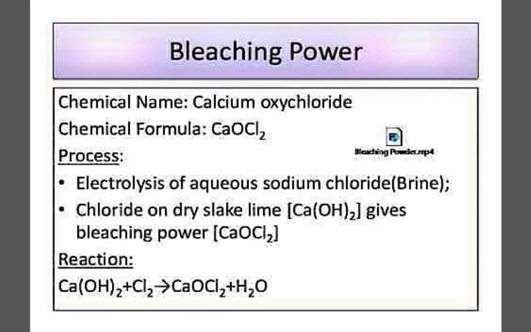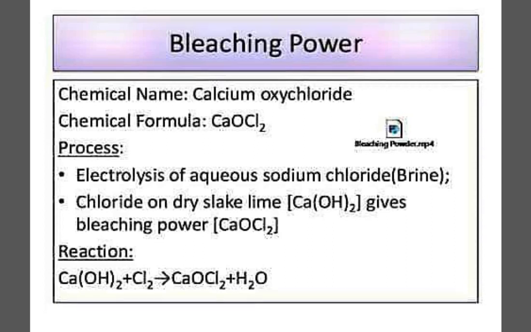As you can see, the process by which bleaching powder is obtained begins with the electrolysis of aqueous sodium chloride, also called brine solution. Now what are we going to do here? We take the chlorine and pass the chlorine gas on dry slaked lime, that is calcium hydroxide, and then we obtain bleaching powder and water. The reaction is given here. Let us talk about this in more detail.